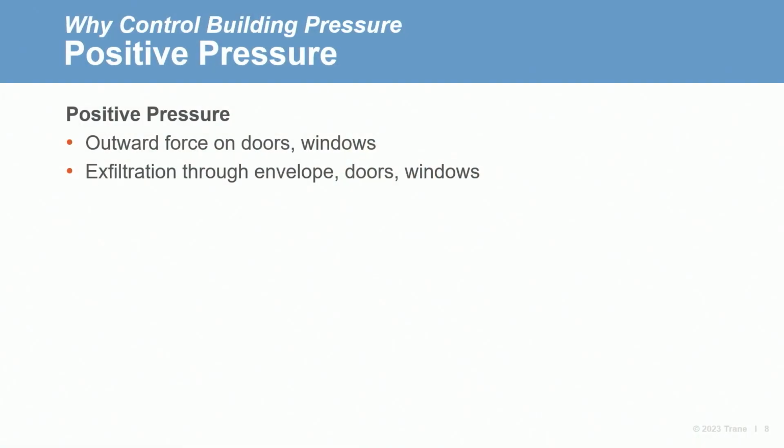If indoor static pressure is greater than outdoor static pressure, the building is positively pressurized. What we're talking about is controlling the pressure differential between inside and outside a building. This pressure difference is a function of how much air enters the building compared to how much air is removed from it. Positive building pressure pushes outward on doors and windows. Positive pressure also causes exfiltration, where indoor air moves out of the building through small holes and cracks in the envelope, and through doors and windows.